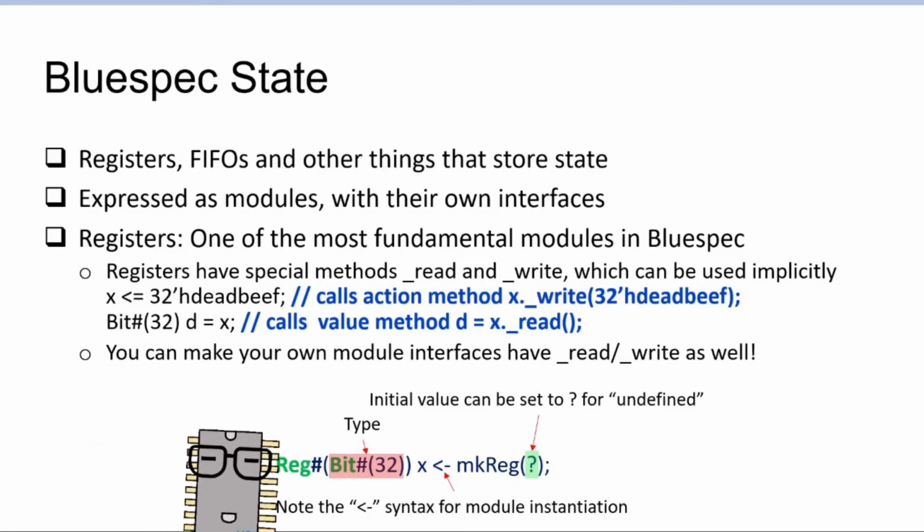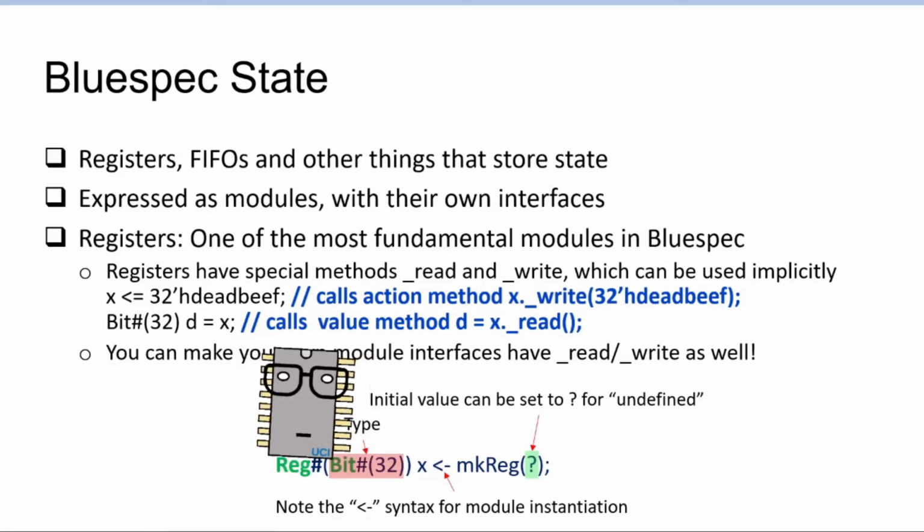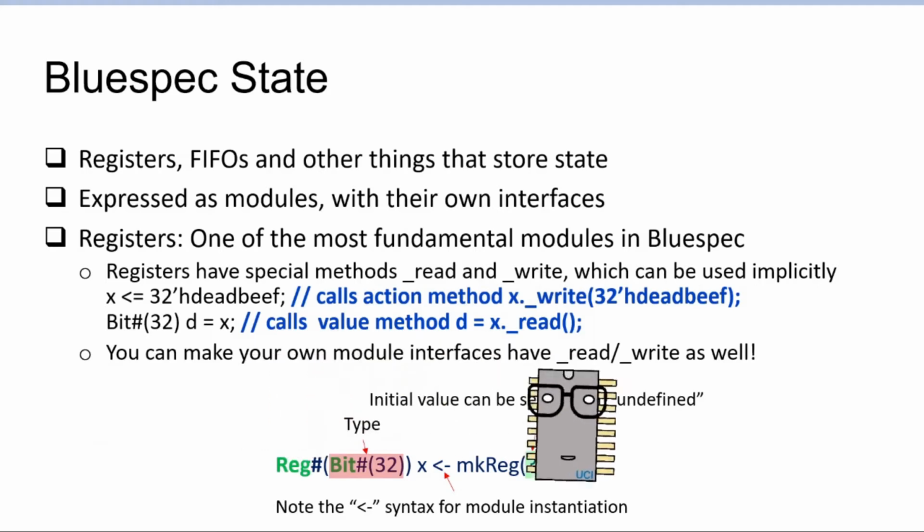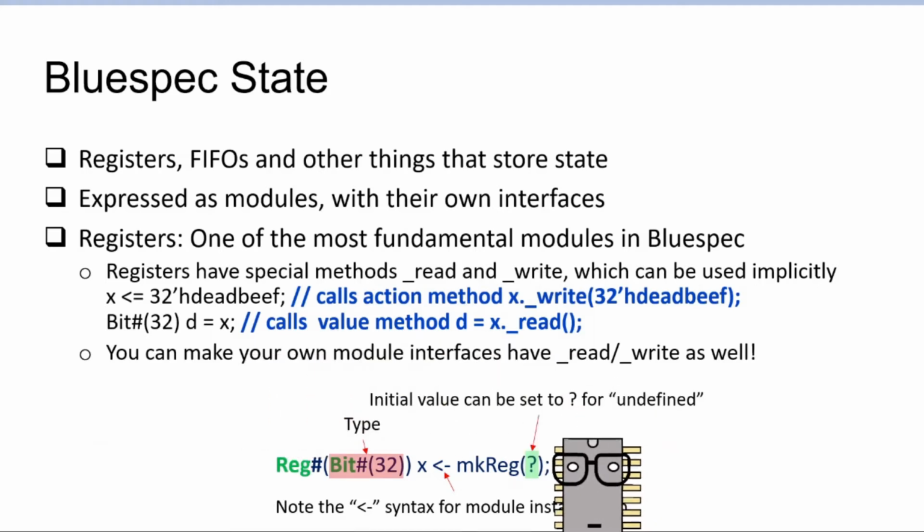It's a register of type something, Bit 32, for example, and then you instantiate it using mkReg, giving it an initial value. When the chip is powered on, which value will it start with? You can give it 0 or 1 or whatever. You can give it a question mark if you don't care what it starts out with.